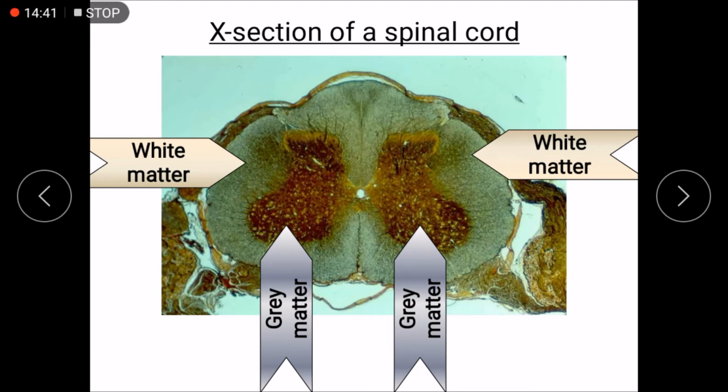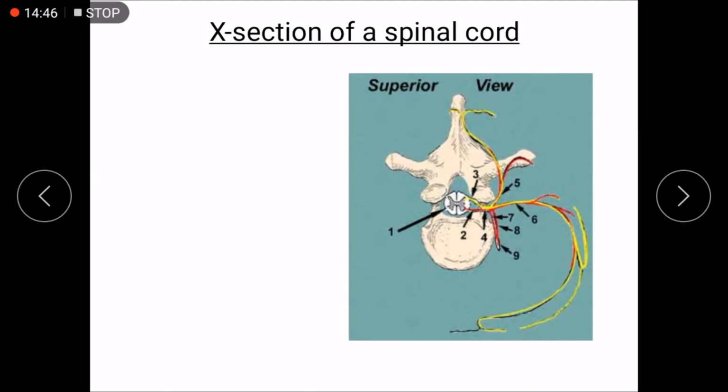Now we will label each of the parts. This one is to see how the spinal cord, this small one, branches out.